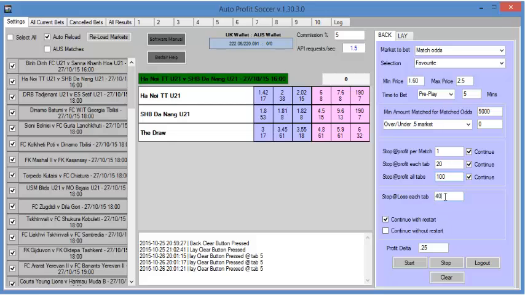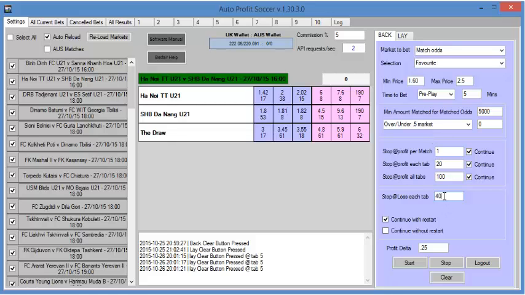Stop at a loss. Each tab has its own stop at a loss. It all works from here. If it's a backing one, you put in 40, and once a tab breaches 40, then that tab will stop betting on the loss recovery. And if you don't have this ticked, it will stop completely. If you have it ticked, it will restart at 1 at trying to get 1 profit again, or whatever profit you have set up here.